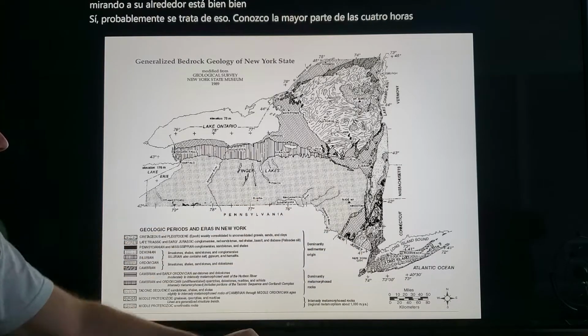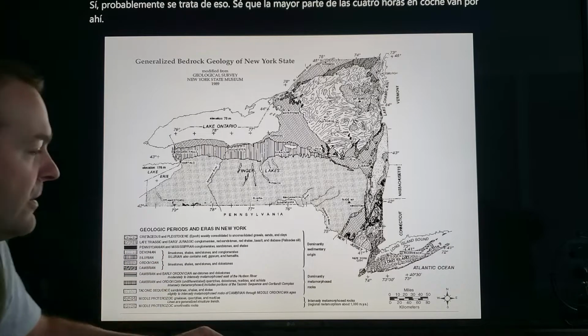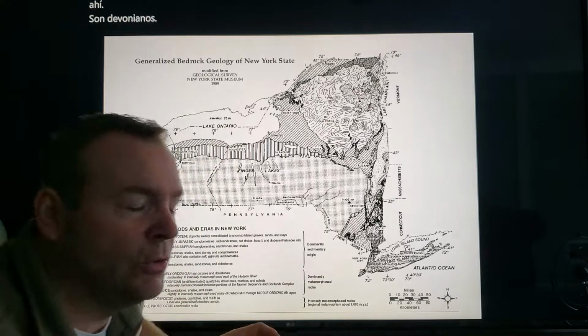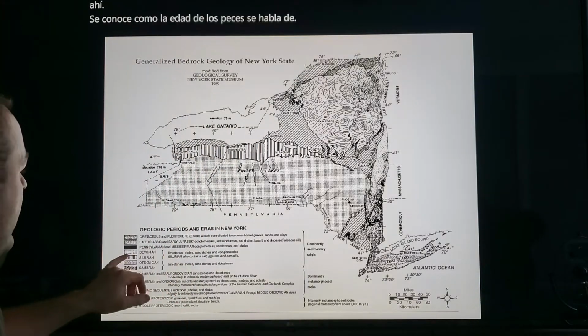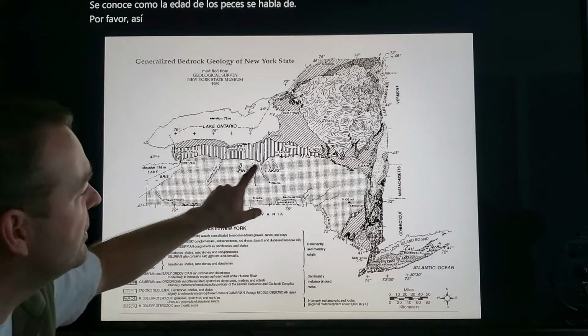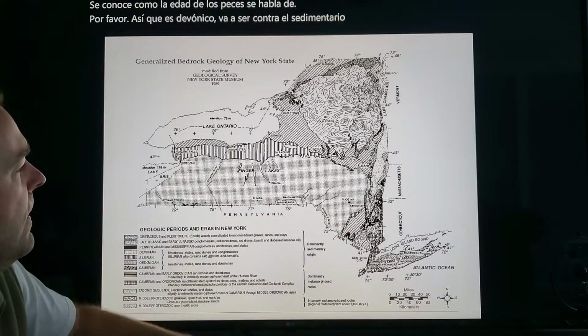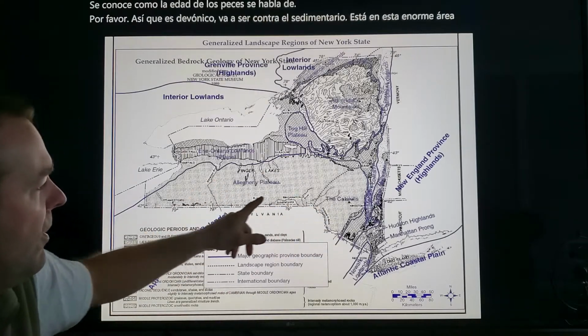This one's in the polka dots, and the polka dots are Devonian. Devonian is known as the age of the fishes, and we'll talk about that when we get to Earth's history next chapter. But anyways, so it's Devonian. It's going to be, again, sedimentary. It's in this huge area here, which we call the Allegheny Plateau. The Catskills are a part of that.